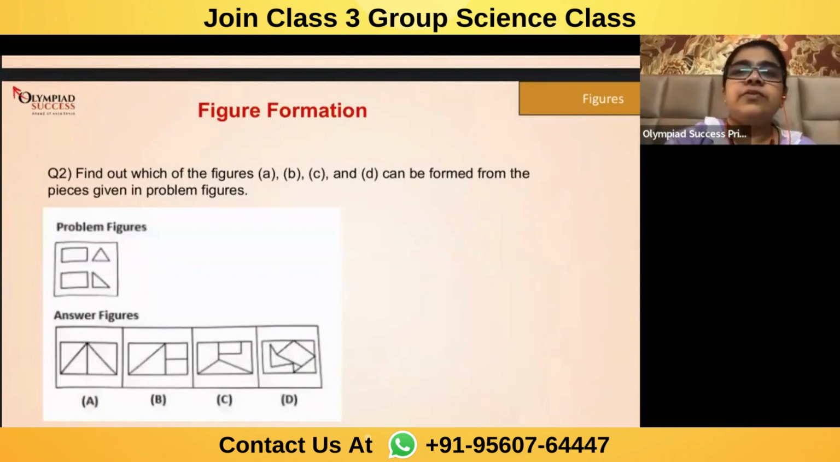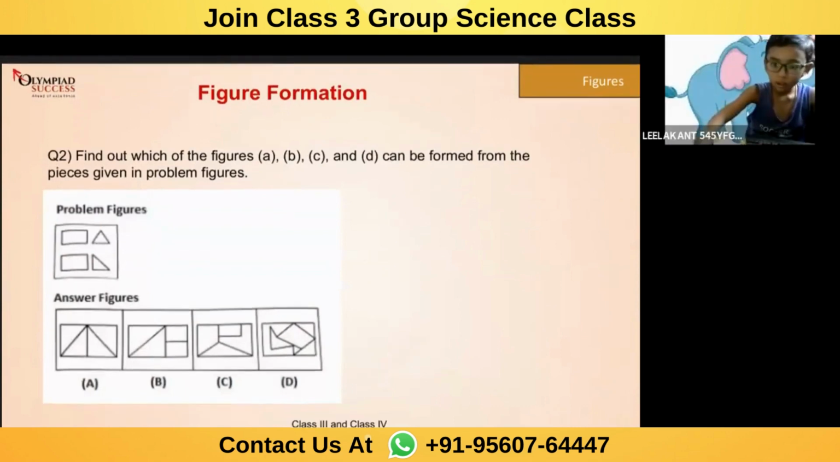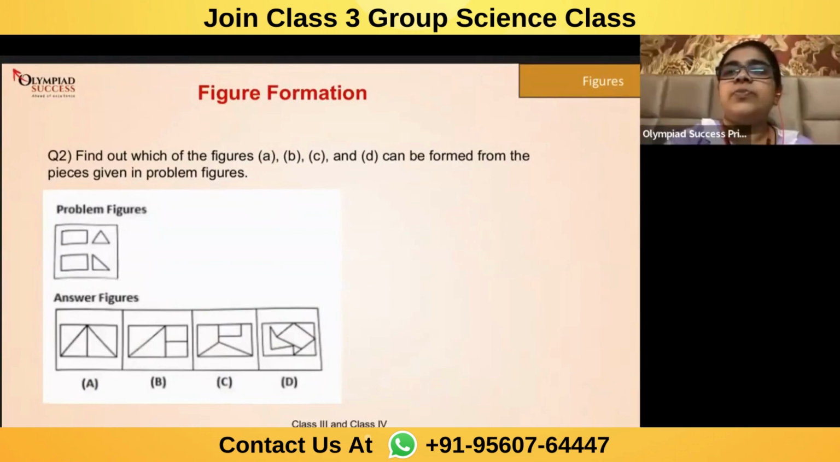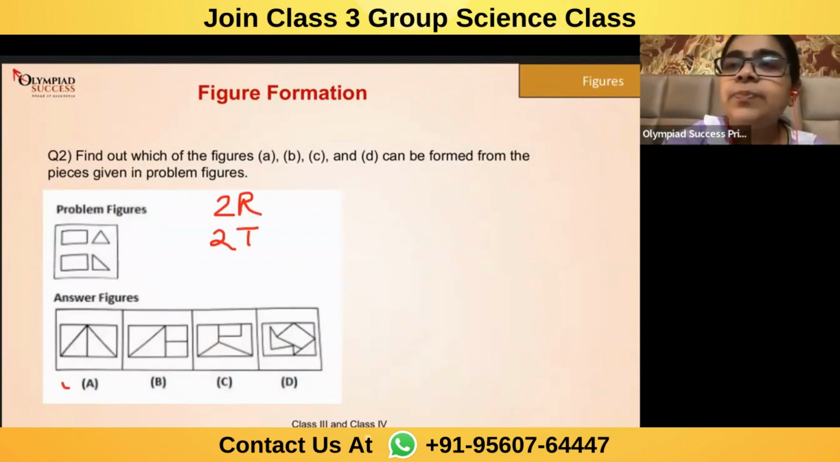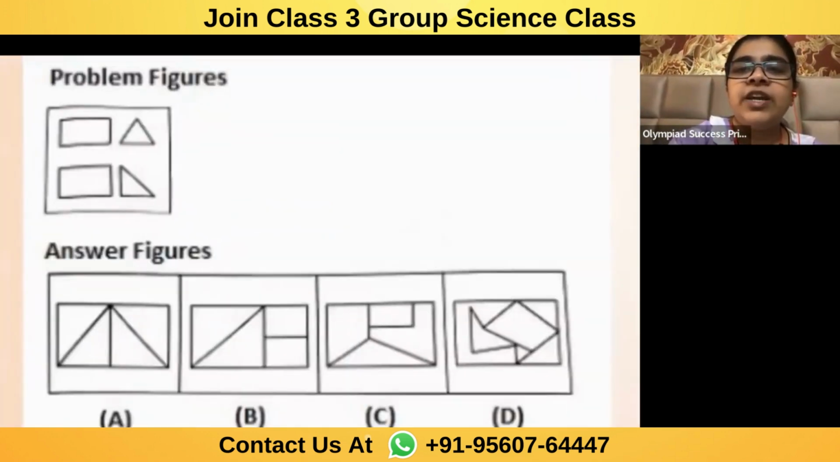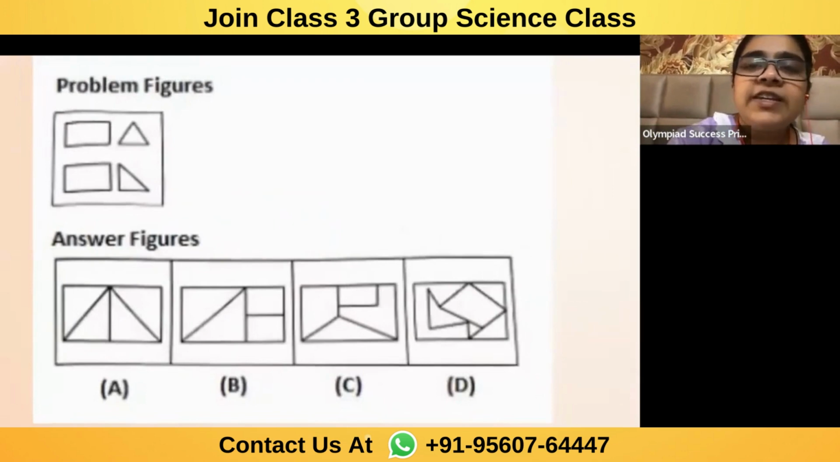Leelakant, what happened? Ma'am, I did not understand this question. Okay, no problem. I'll explain that. Don't worry. So have a look over here. We have 2 rectangles and 2 triangles. Now, the moment you look at option A, I'm going to do some overlapping and show you. So this is my figure. If I take triangle number 1, stick it to triangle number 2 like this.